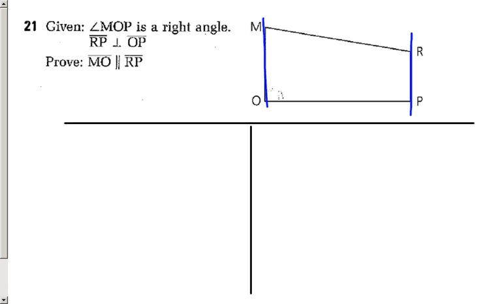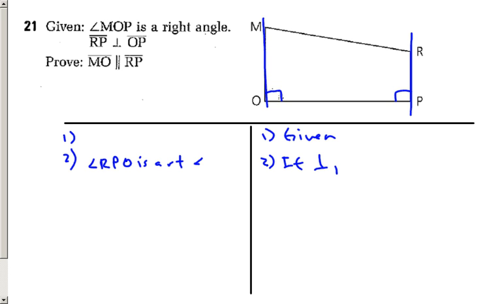So I'm given some stuff. I'm given MOP is a right angle. I'm also given that RP is perpendicular to OP, which is going to give you that angle RPO is a right angle as well. Reason being, if lines are perpendicular, then right angles. That's why that angle is a right angle.